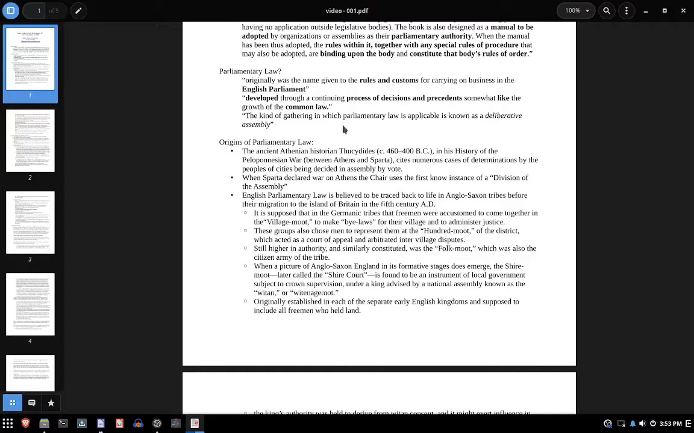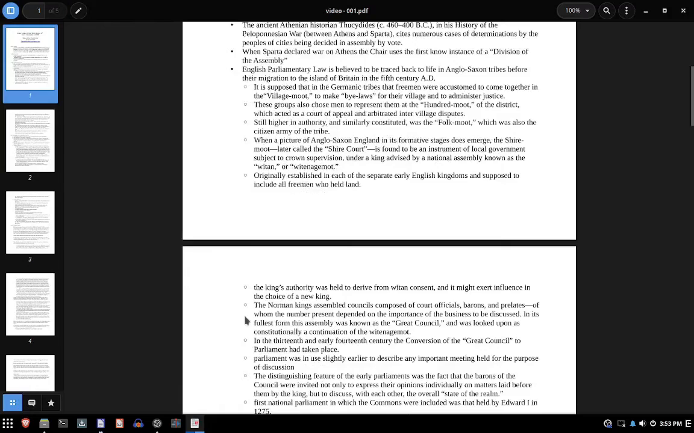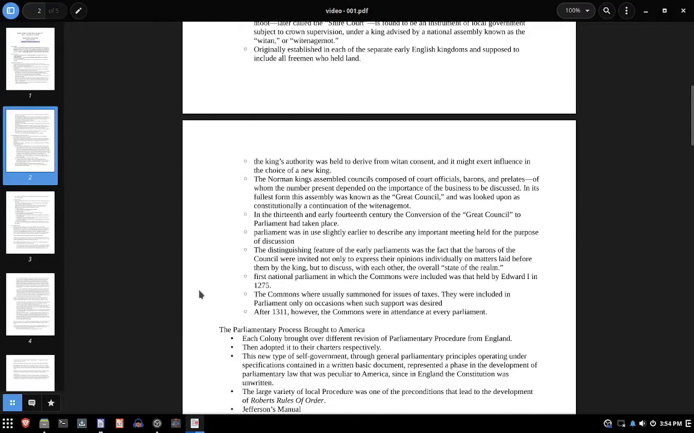Now, when this came over to Anglo-Saxon England, it later emerged as the Shire Moot, and it's found to be an instrument of local government subject to Crown supervision, under the advice of the National Assembly known as the Witan or Witenagemot, originally established in each of the separate early English kingdoms. It was supposed to include all free men who held land. The king's authority was held to derive from the Witan's consent, and it might exert influence over the choice of a new king.